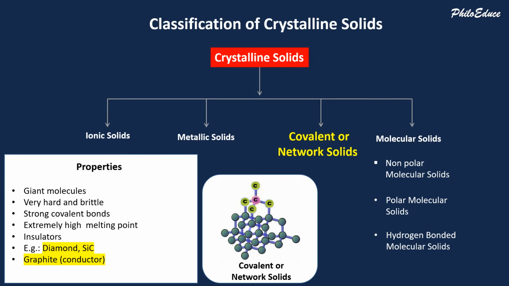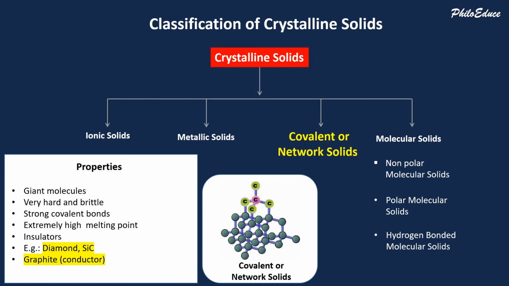Then what about covalent or network solids? The picture represents a covalent or network solid. Here, it is clear that all the valences of carbon are filled with other carbons. So this is a single molecule. In a covalent or network solid, the whole crystal is nothing but a single molecule. It behaves like that, so the basic particle of this type of solid is a giant molecule. They are very hard and brittle because their bonds are so strong.